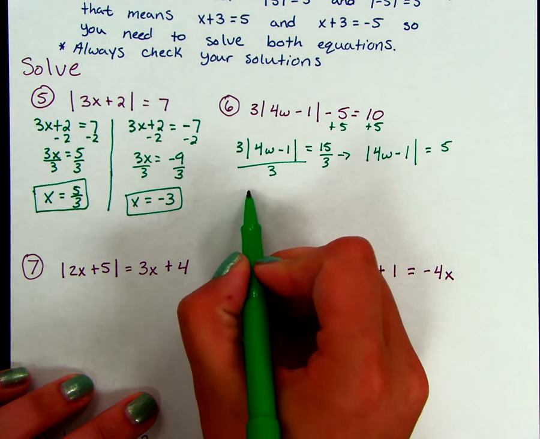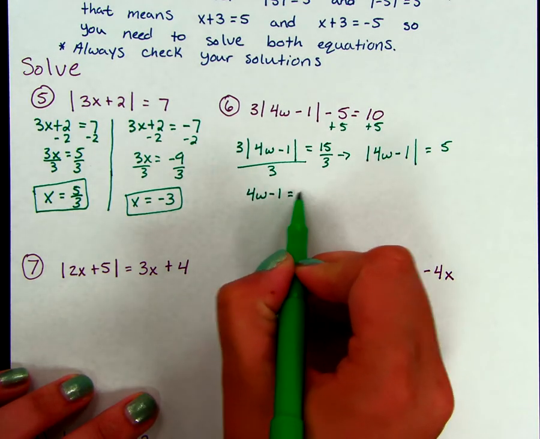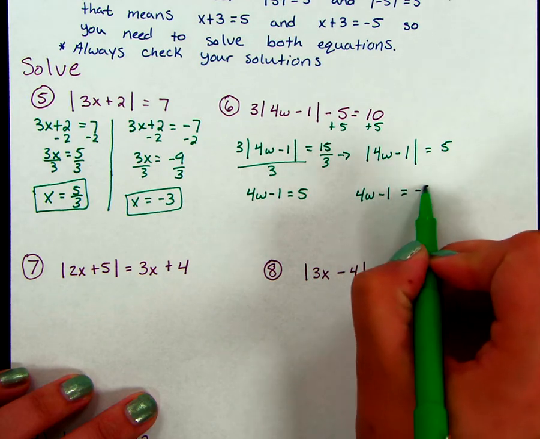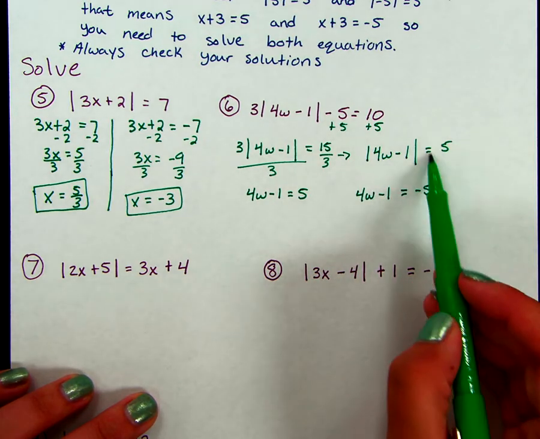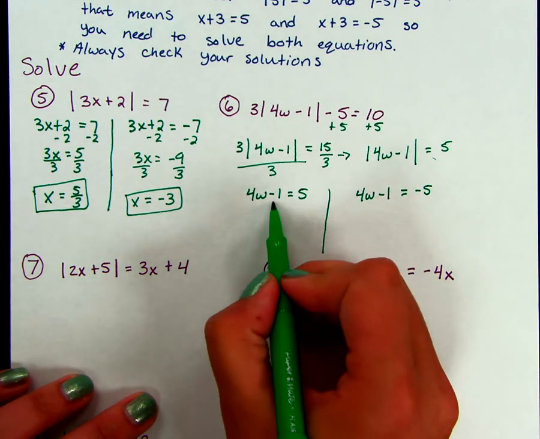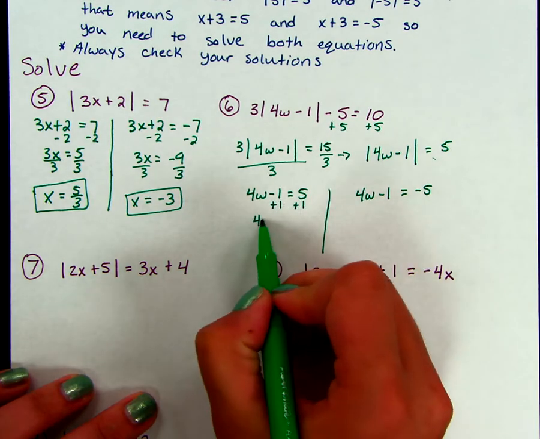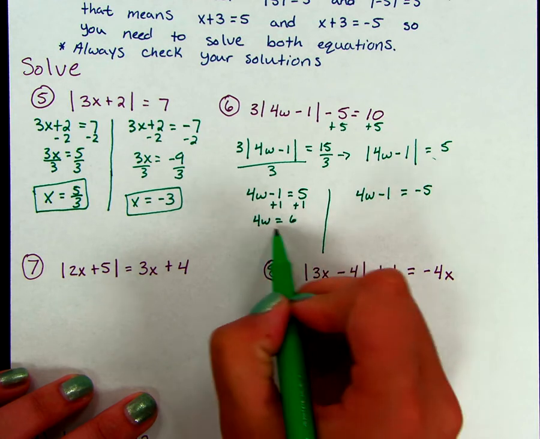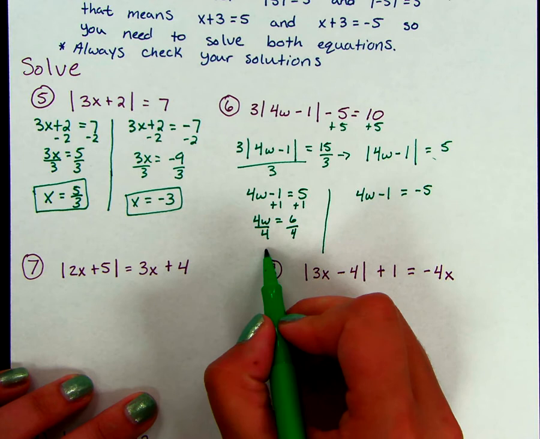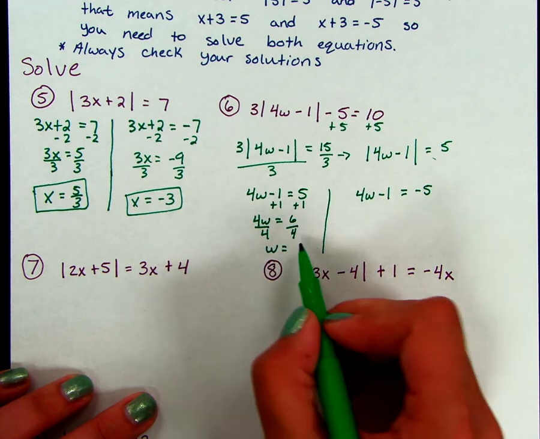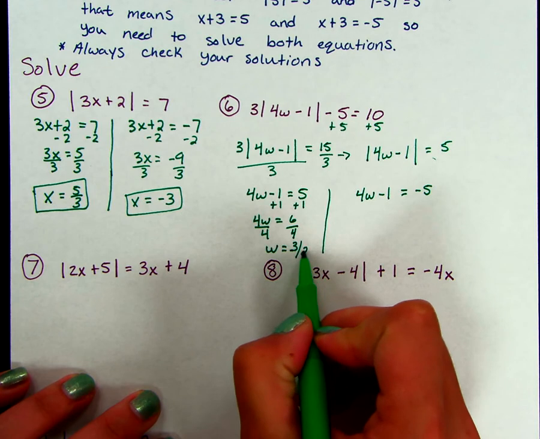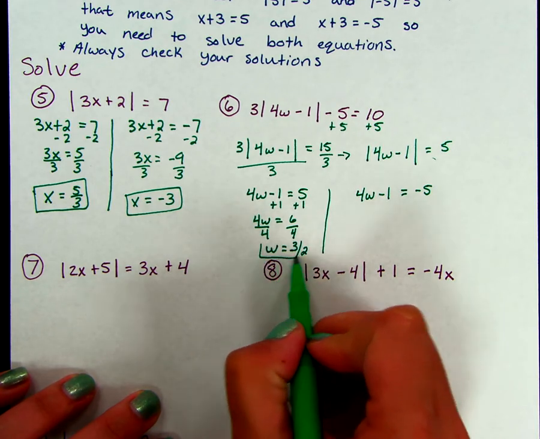So we're going to solve 4w minus 1 equals positive 5, and then 4w minus 1 equals negative 5. Again, we're just making it the opposite sign here. Start by adding 1 to each side. So 4w equals 6. Divide by 4. Again, we're going to end up with a fraction for an answer, and that's fine. We just have to make sure we reduce it. So 6/4 can be reduced to 3/2. So that's one of our answers.